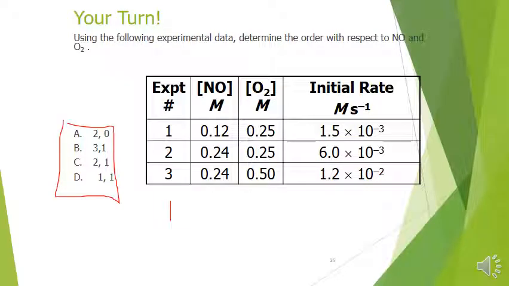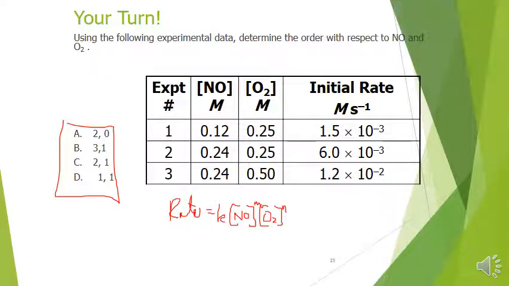Okay, so you think you got it, huh? Let's see if you got it. So rate has to equal the rate constant times NO, which is 1, and we don't know the reactions, but we know the reactants, O2, and we want to find the coefficients m and little n.